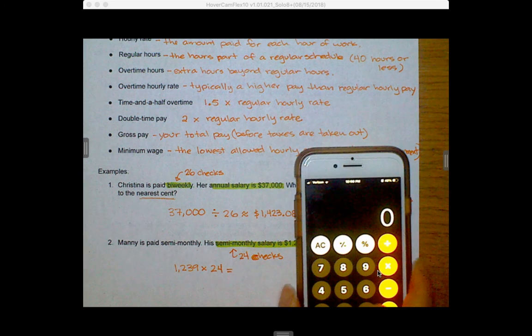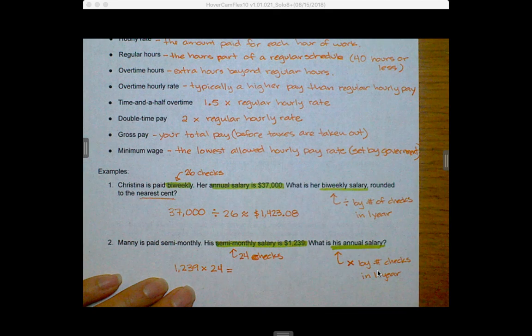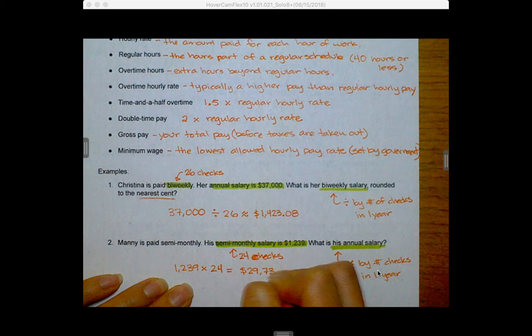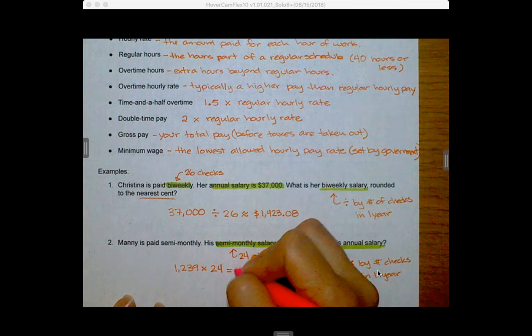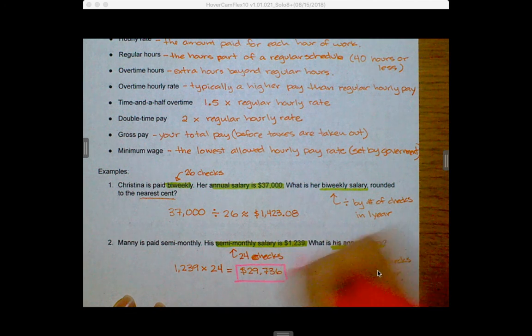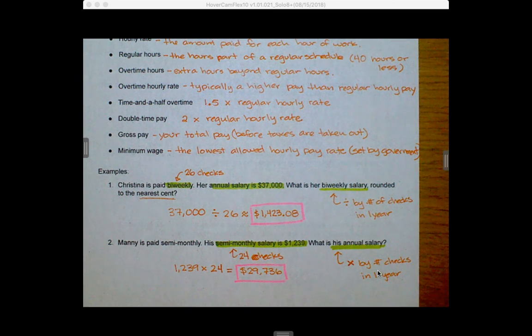So let's go ahead and get our calculators out. 1,239 times 24 is giving us $29,736 for the entire year. Okay, so there's my answer for that one. I'm going to box my answer up here. I forgot to do that. There we go.